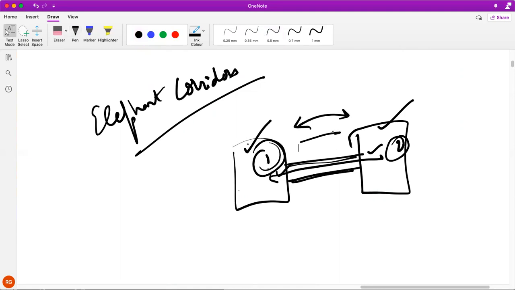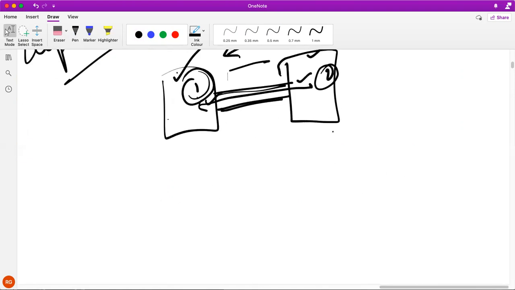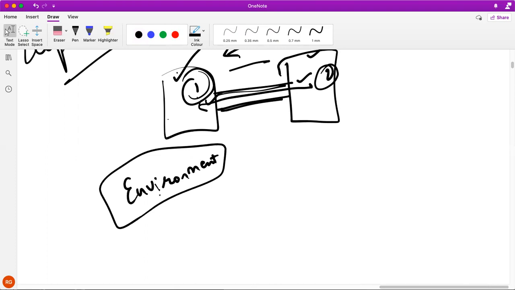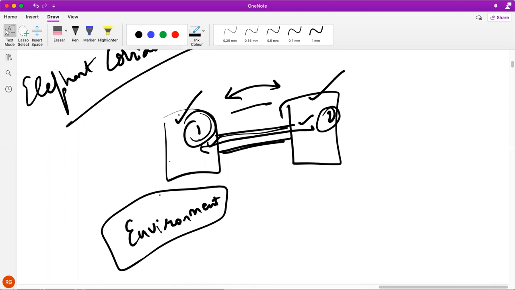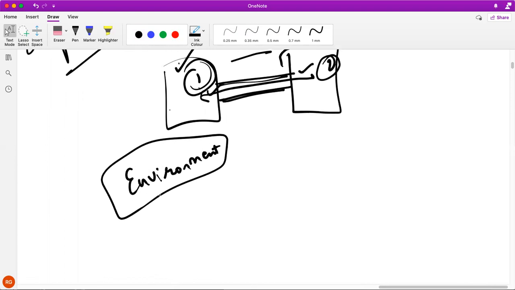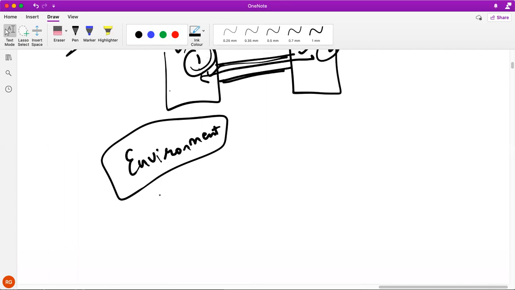This is simple. You need to think from a broader perspective. How? Environment. What do we study in environment? Basically, we want sustainable development. We want to preserve the environment. All right. So now, what is the main objective behind the elephant corridor? Now you're like, okay, it will help in connecting elephant reserves. But what is the main objective?